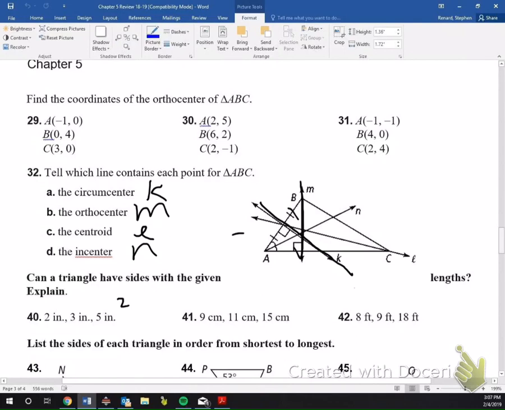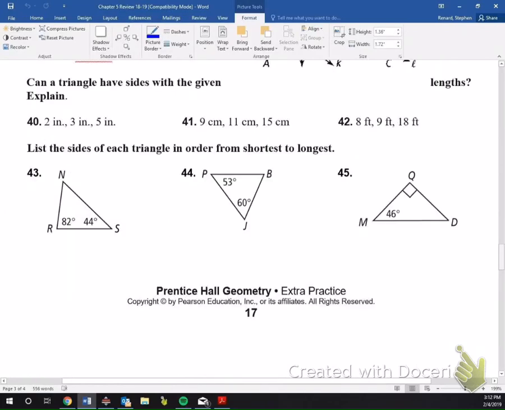Okay, so 40 and 42, we've already done these. 2 plus 3 is not greater than 5, so that's a no. 42, 8 plus 9 is 17. 17 is not greater than 18, that's also a no.